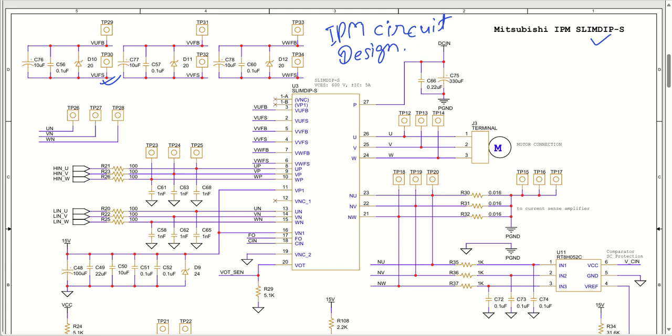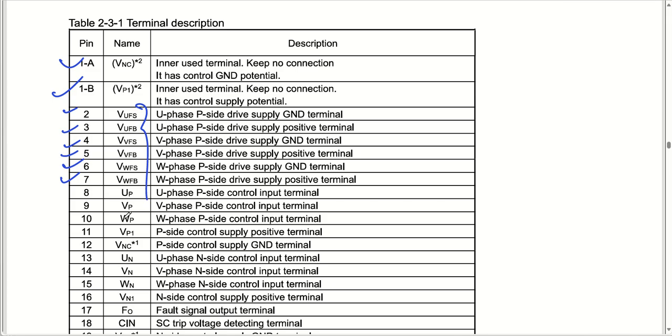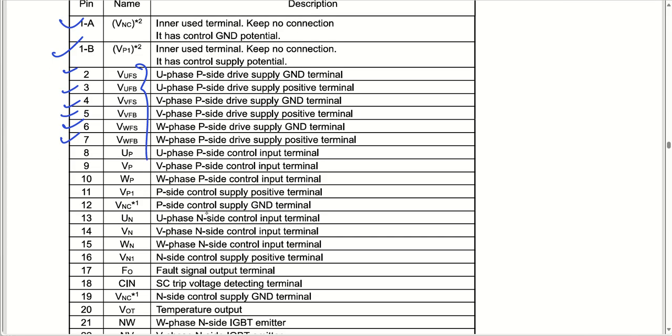Now let us talk about the other parts. We have UP, VP, WP and UN, VN, WN. UP, VP, WP are the U phase P side control inputs, and UN, VN, WN are the N side control inputs. So this is the high side gate driver input and this is the low side gate driver input. This is the place where you give the PWM from your controller card.